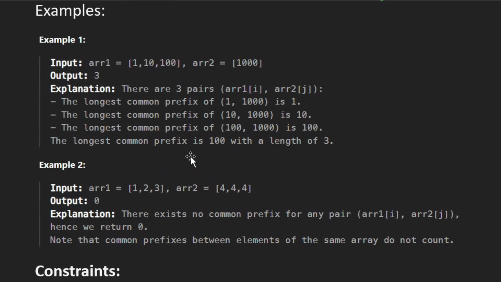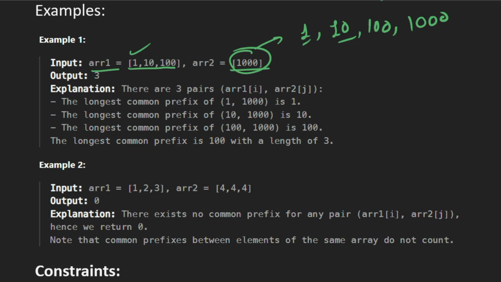So let's move to the examples. In the first example, in array1 we are given 110 and 100. In array2 we have 1000. So the prefixes of 1000 are 1, 10, 100 and 1000. So these are the four prefixes of this number. So if we see, 1 is present in array1, yes. 10 is also present, 100 is also present, yes. So which one is the longest and common? 100 is the longest one and common. So the length of this number is 3.